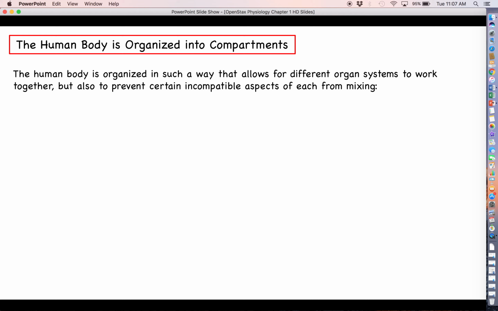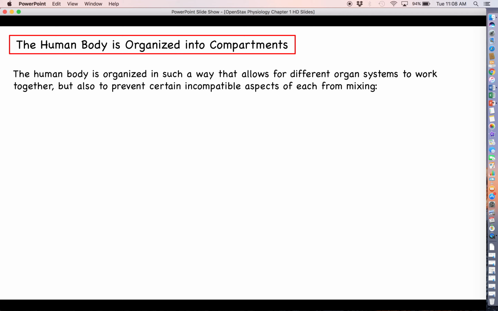This can mean several different things, so let's go ahead and dive into what we mean depending on what we're talking about. The idea of compartmentalization is we want to allow all those different organ systems to work together, but at the same time, we want to prevent any incompatibilities from occurring. What do we mean by that? Well, for example, the contents of your stomach is going to have a very low and very acidic pH. So there's a lot of stomach acid in there.